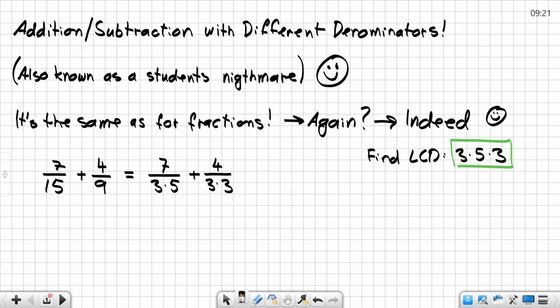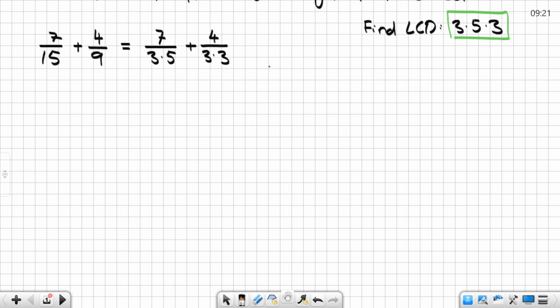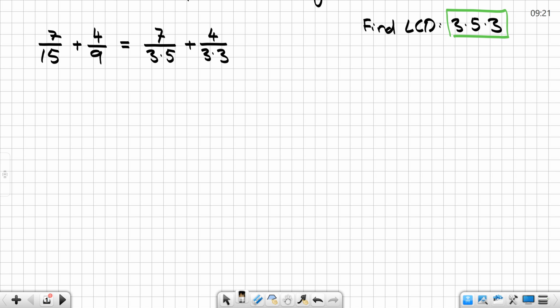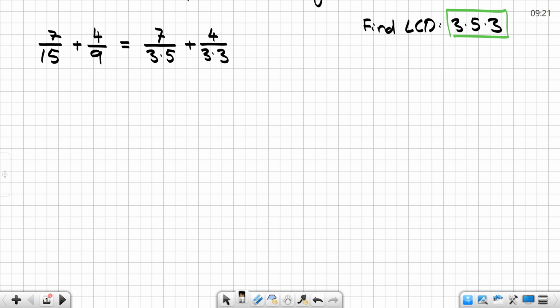If we remind ourselves how we did it with fractions, maybe you didn't do it exactly this way, so let me show you how this can be done. If I have 7 over 15 and I want to add to this 4 over 9, the very first thing that I will do is look at the denominators, and if I can, I will factor them. For numbers, we have either prime numbers or composite numbers. These are composite numbers. That means they can be factored. 15 is the same thing as 3 times 5. 9 is the same thing as 3 times 3.